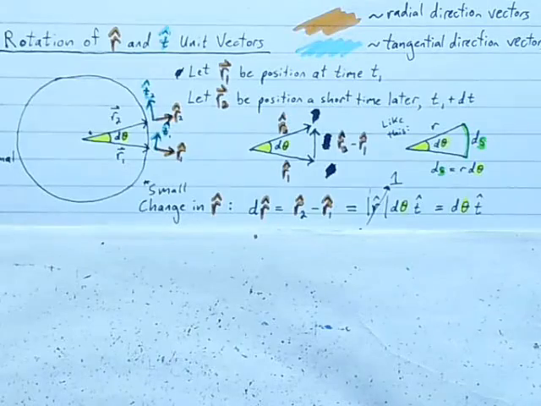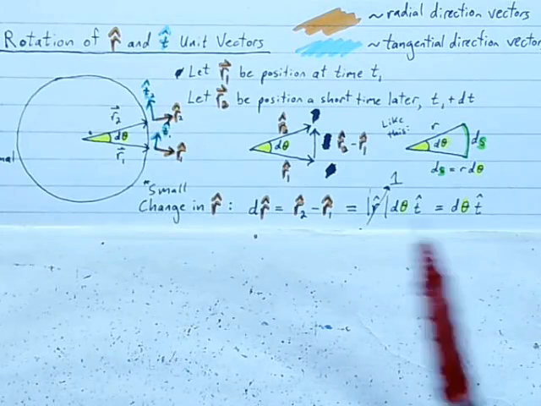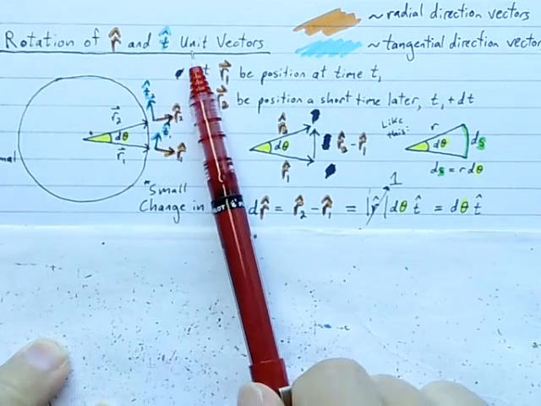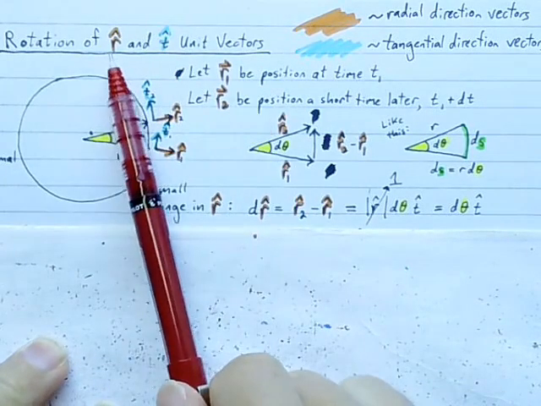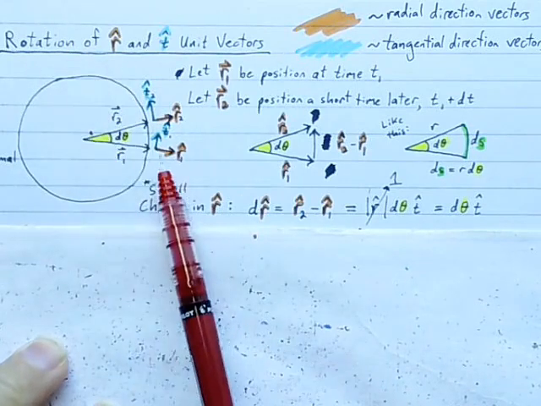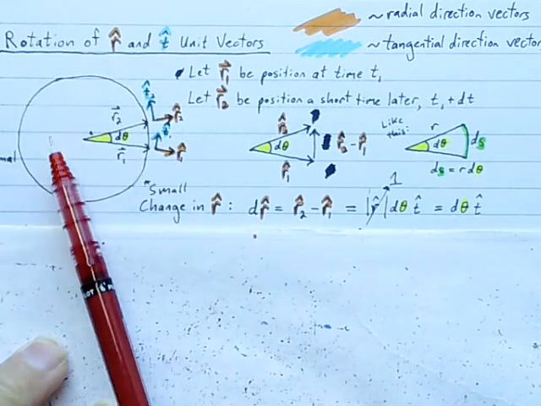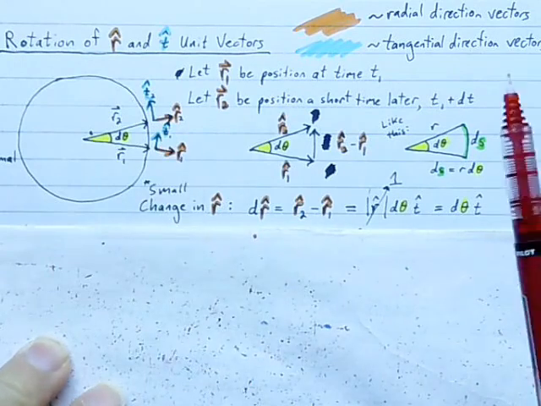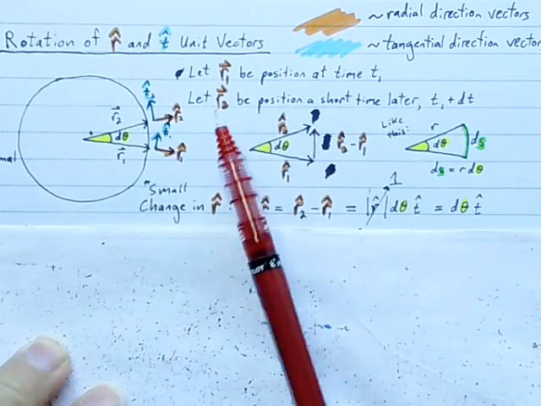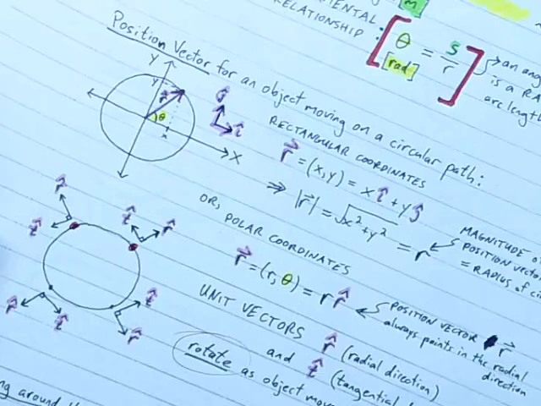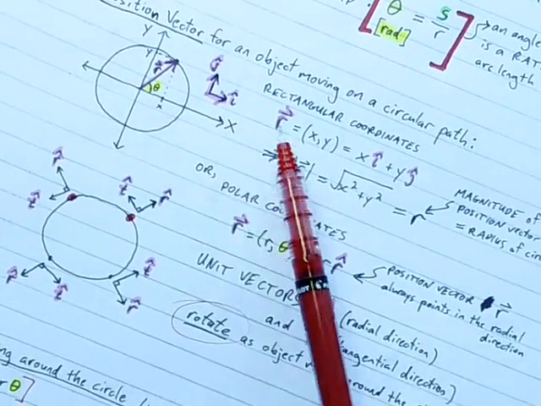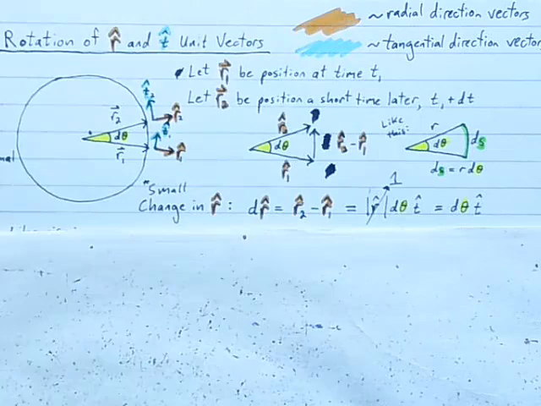This next part will be the most technical. We're going to return to those r hat and t hat unit vectors and the matter of them rotating over time as your object moves around its circular path. So I'm going to replace the color pink, which I had been using here to indicate vectors, and instead get more specific.